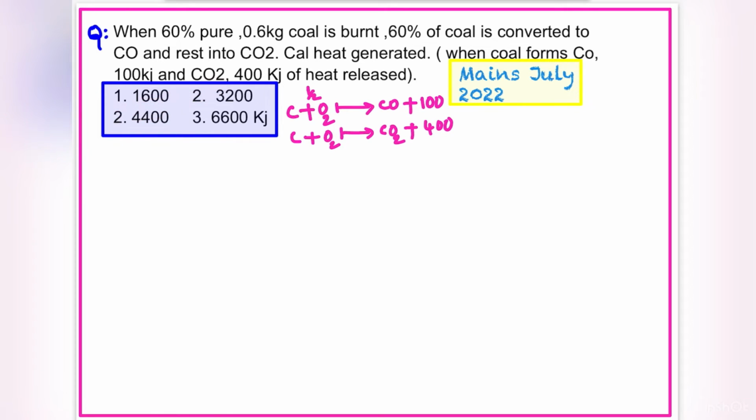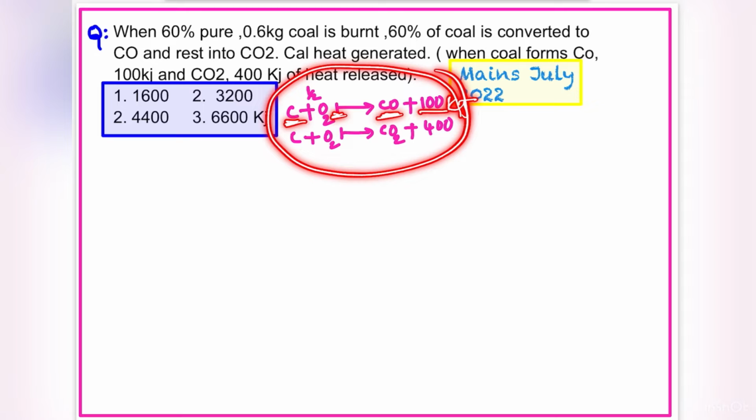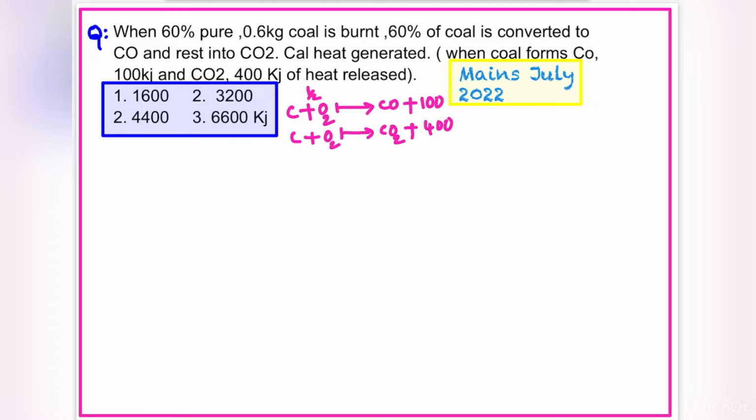So just for reference, I have written both the reactions here. Carbon plus half O2 gives carbon monoxide. In this, 100 kilojoules of energy is released. Carbon, when it reacts with oxygen, forms carbon dioxide. Here 400 kilojoules of energy is released. So based on this data, we have to calculate this.